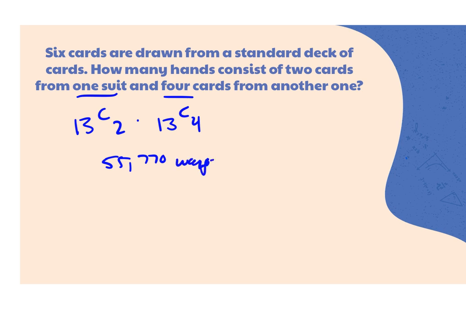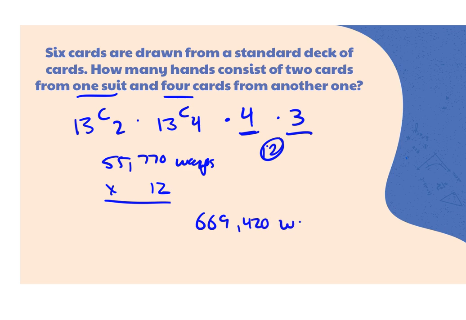But that's for specific suits. So now I need to take that. I've got 4 choices for the first suit, and then once I make that choice, I've got 3 choices for the second suit. So I'm going to multiply it by 12 because 4 times 3 is 12. That accounts for all of the different possible suits. So that's my answer, 669,420 ways to do that.